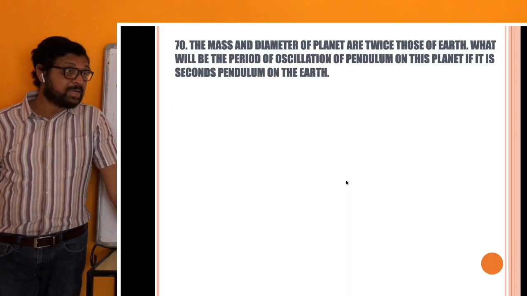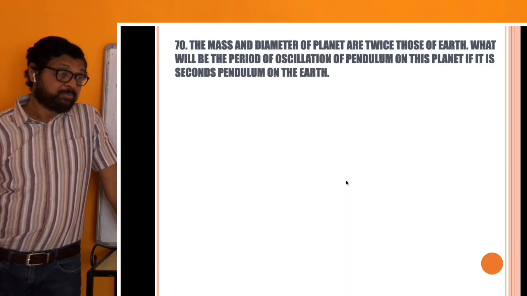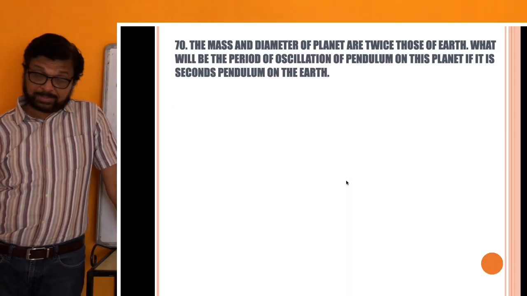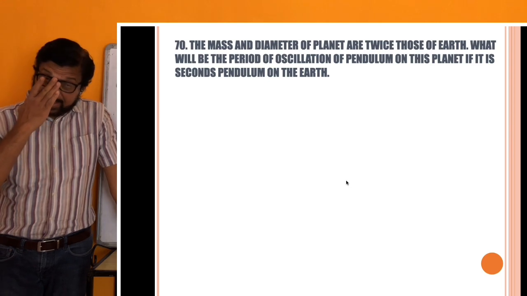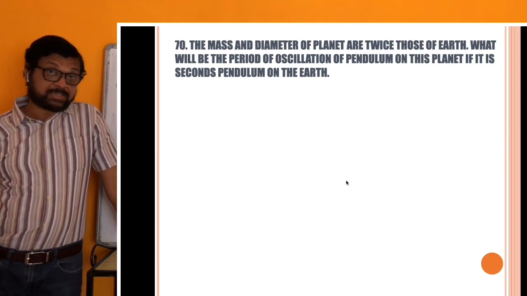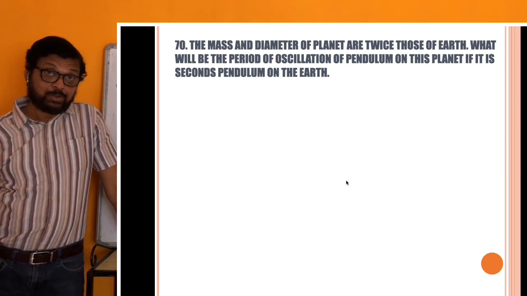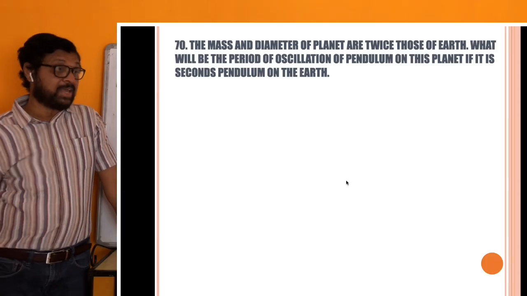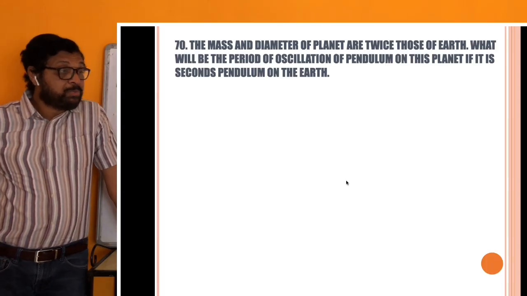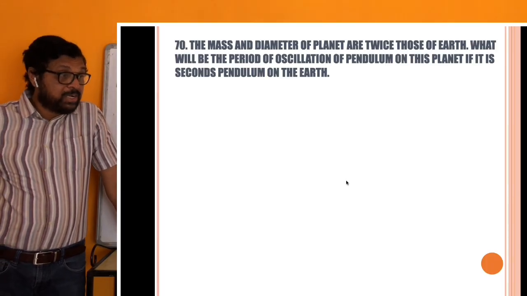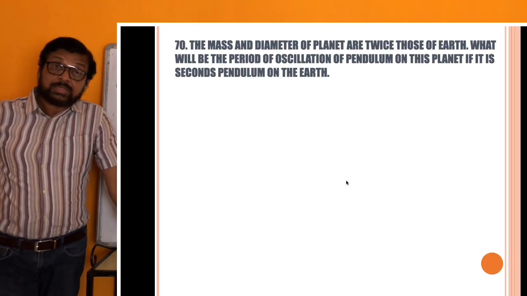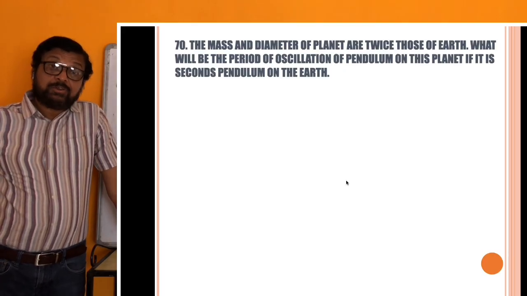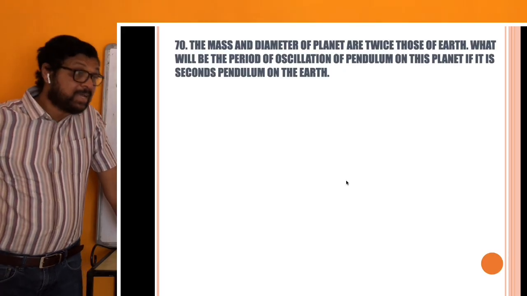The mass and diameter of a planet are twice those of Earth. एक कोणता तरी प्लॅनेट आहे, त्या प्लॅनेटचा मास आणि त्या प्लॅनेटचा डायमीटर दोन्ही काय आहेत, अर्थच्या डबल आहेत. What will be the period of oscillation of a pendulum on this planet? त्या प्लॅनेटवर पेंड्युलमचं पीरियड ऑफ ऑसिलेशन काय असेल?